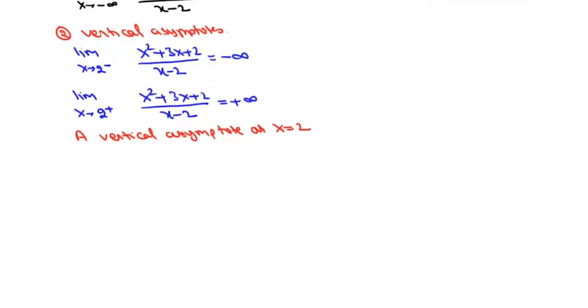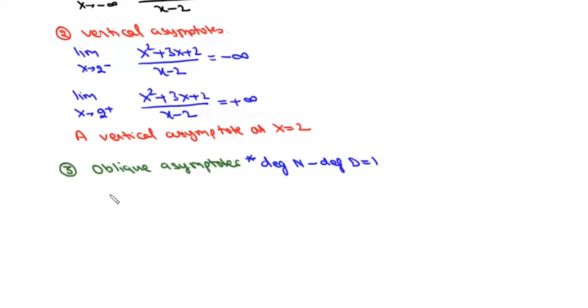So here we'll calculate oblique asymptotes for this function. Now basically in rational functions, an oblique asymptote will occur if the degree of numerator minus degree of denominator is equal to 1. So there is a difference of degree 1 between numerator and denominator.